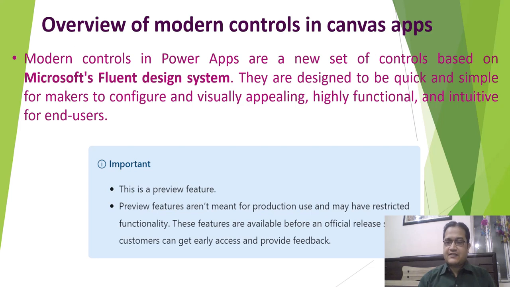So let's first understand why modern controls have been introduced by Microsoft and what its overview is, what modern controls are all about. These are actually a new set of controls in a new category. You will find it in Power Apps Canvas app. The category name is modern controls, which you will see in action also. These are a new set of controls based on the Microsoft Fluent design system.